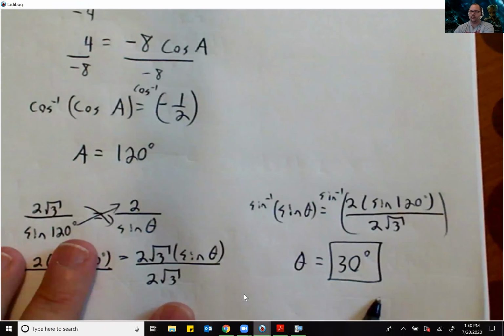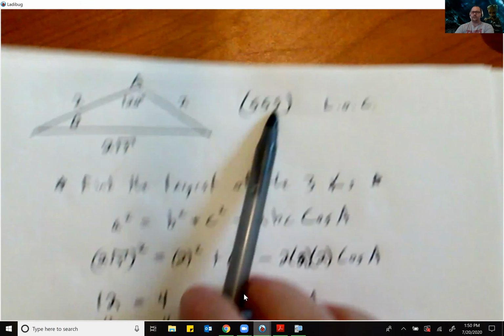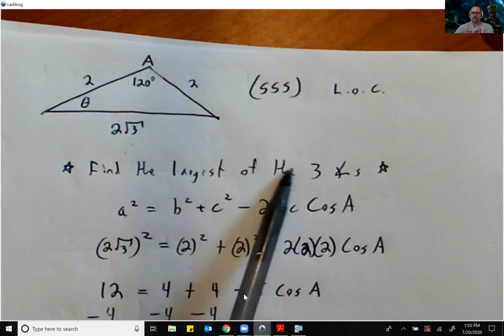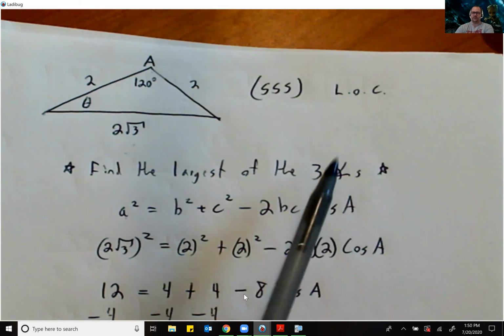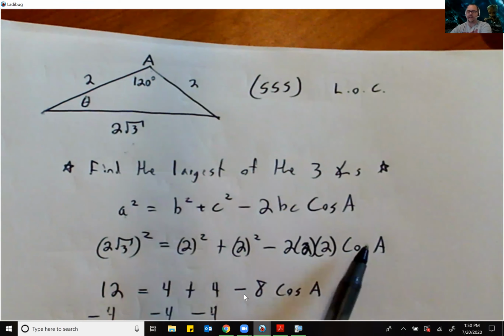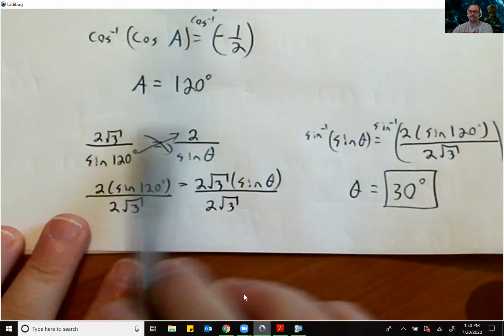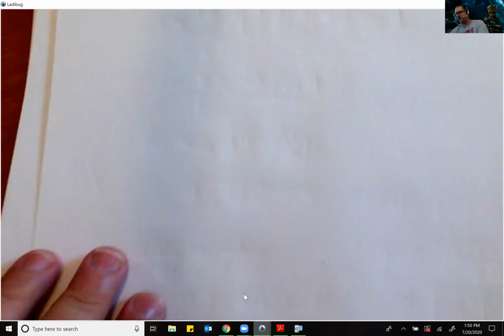That's all they wanted. Again, when you're doing side, side, side, the first angle you find is the largest one. You have to find the largest of the 3 first, using law of cosines. And then from there, it doesn't matter what you do with the law of sines. All right. We're getting there. We're getting near the end, I promise.